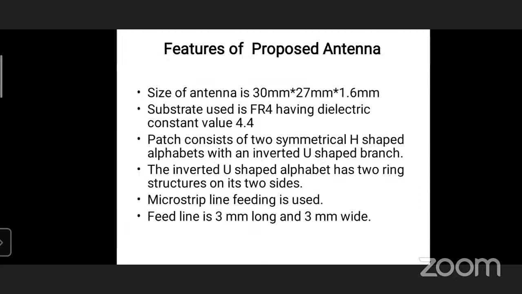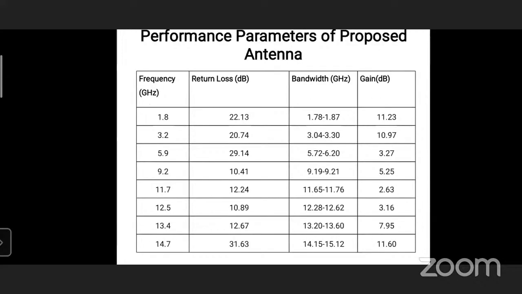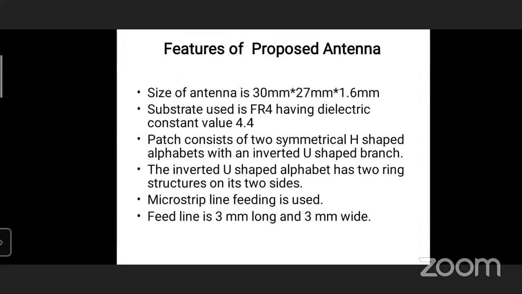Now the features of the proposed antenna are that the antenna substrate is 30 mm by 27 mm with a height of 1.6 mm. The substrate used is FR4 having a dielectric constant of 4.4. The patch consists of two symmetrical H-shaped alphabets with an inverted U-shaped branch. The inverted U-shaped branch has two ring structures on each of its sides. Also, microstrip line feeding is used with a feed line width of 3 mm and length of 3 mm.